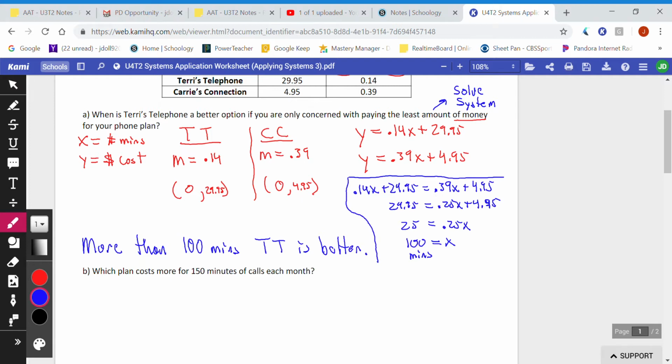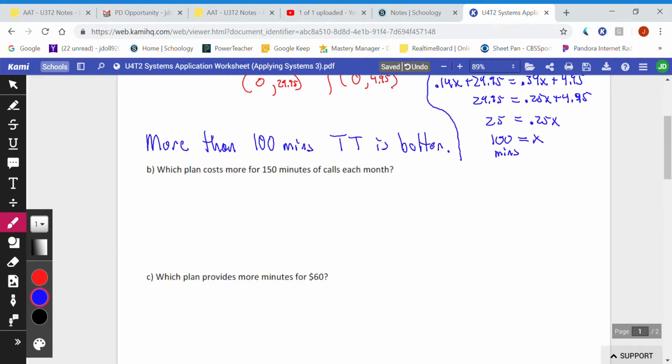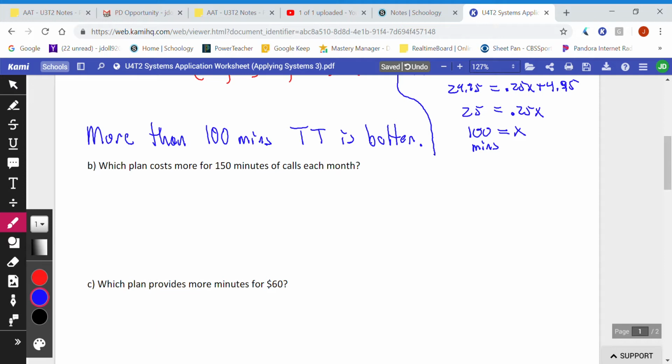Now notice I didn't solve for y here because the question doesn't ask me for an amount of money. It's only asking me when is that amount of money less for Terry's telephone than for Carrie's. All right, so B asks us which plan costs more for 150 minutes of calls. Well, if we're being given 150 minutes, that's essentially telling us x equals 150, and we're being asked which plan costs more, so they're asking us to find y. Again, we have to interpret this question.